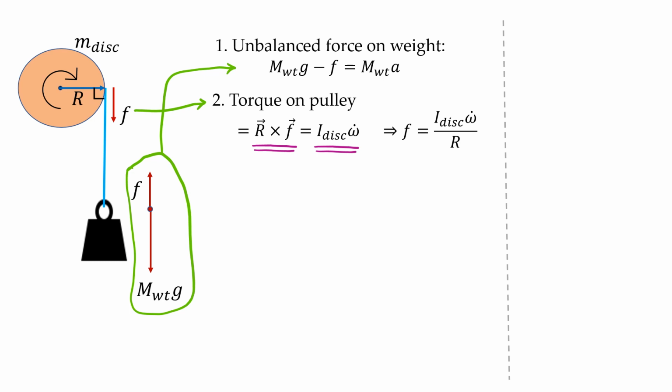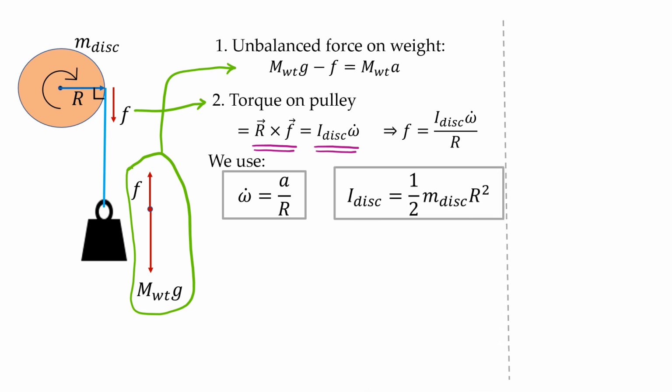The rotation of pulley is closely tied to falling of weight. It is given by this relation of angular acceleration with linear acceleration. We will prove this in a moment. For now, let's assume it. Moment of inertia is known as half times mass of pulley times radius of pulley squared.